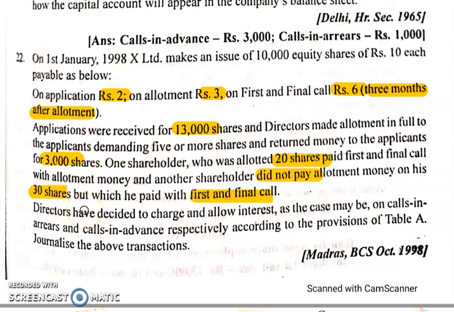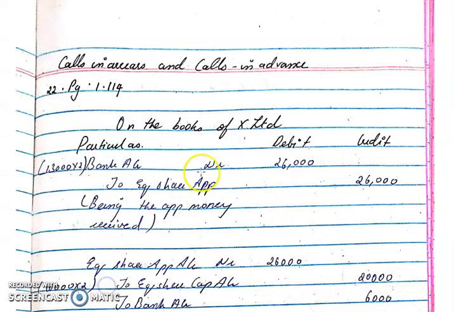Directors have decided to charge and allow interest. If this kind of sentence comes in, then you have to calculate the interest, as the case may be, on calls in arrears and calls in advance respectively, according to the provisions of Table A. So they are following the provisions of Table A. That means 5% on calls in arrears, 6% on calls in advance. Journalize the above transaction. Before working out this sum, I want you to go through the journal entries and then look into the answer. Now let us move on.